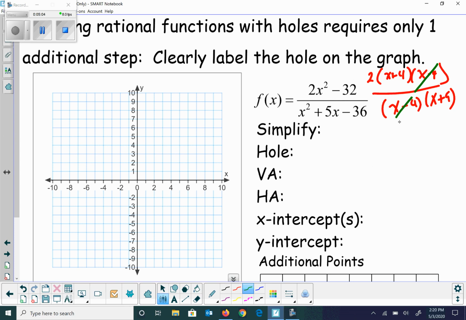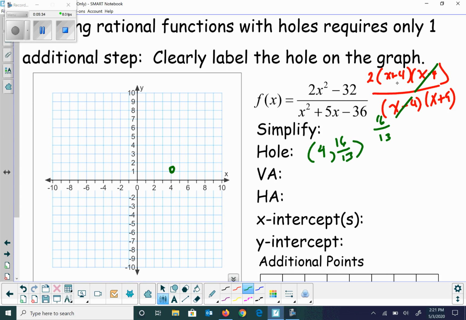Okay, so my hole is going to be at 4 comma something. So I'm going to plug 4 back in. So 4 plus 4 is 8, times 2 is 16, and then 4 plus 9 is 13, so 16 over 13. So I have a hole at 4 and then 16/13, which is just above 1. So I kind of have like a hole right there. Okay, I don't know exactly how the graph's going to look, but that point doesn't exist when I graph it.